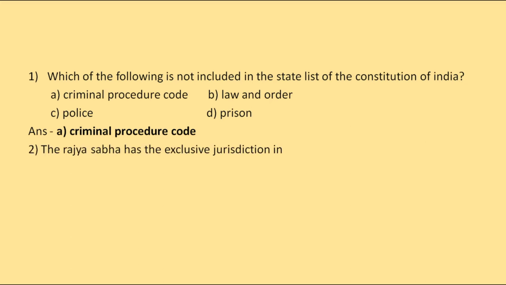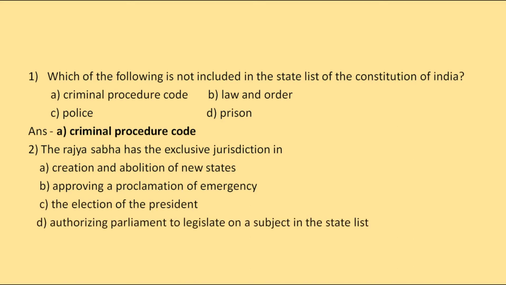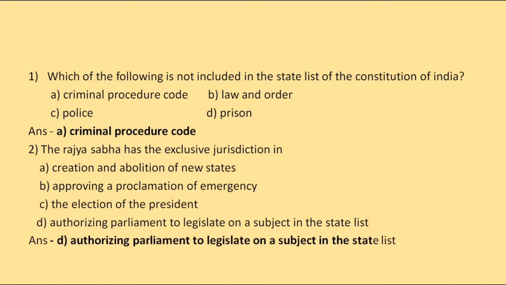Then, the Rajya Sabha has the exclusive jurisdiction in creation and abolition of new states, approving a proclamation of emergency, the election of the president, authorizing parliament to legislate on a subject in the state list. So the correct option will be D, authorizing the parliament to legislate on a subject in the state list.